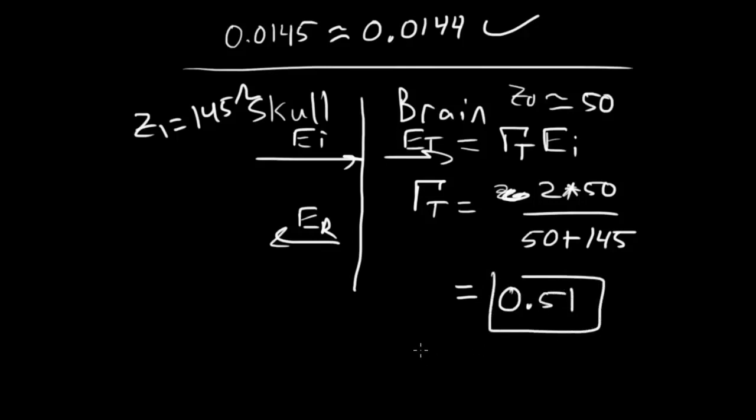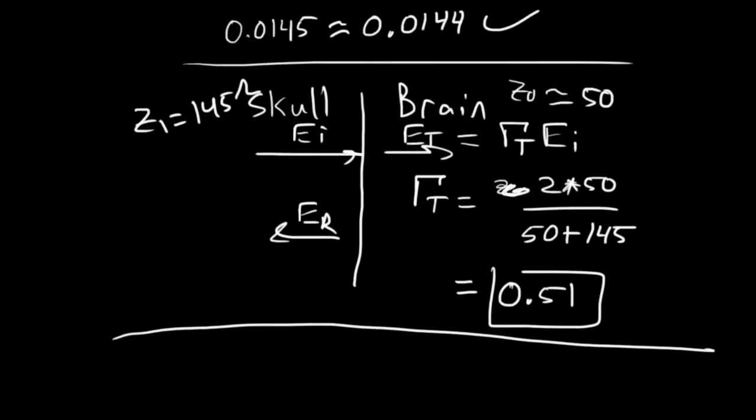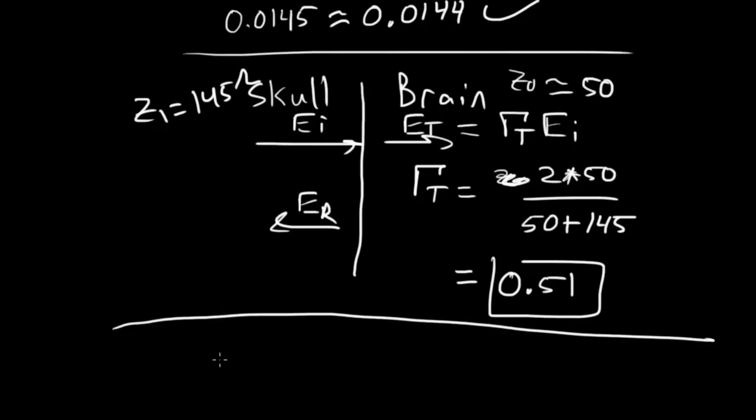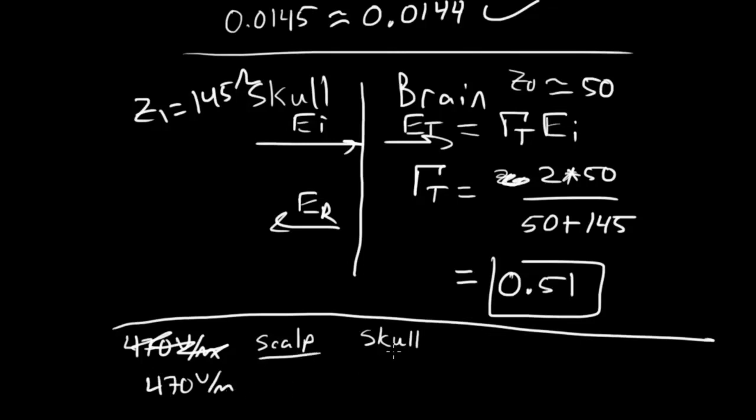Right. Okay, let's put it all together. Putting it all together, we had the initial wave impinging on the scalp as 470 volts per meter. That went through the scalp and then the skull. Let me write this a different way. Let's put this 470 volts per meter. It went through the scalp, the skull, and then finally at the brain. The brain. And at each step there was a transmission coefficient.